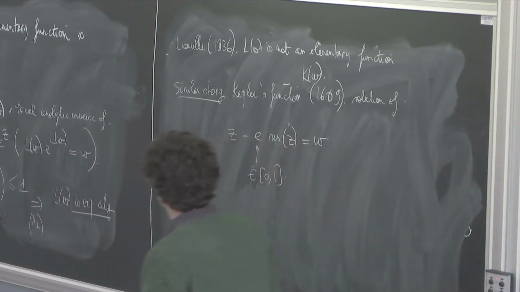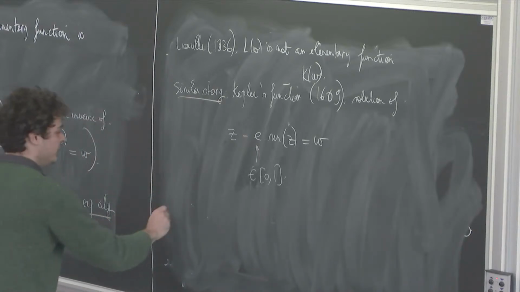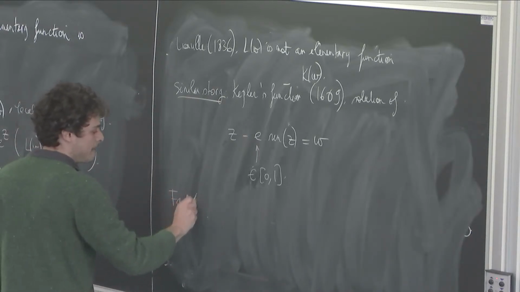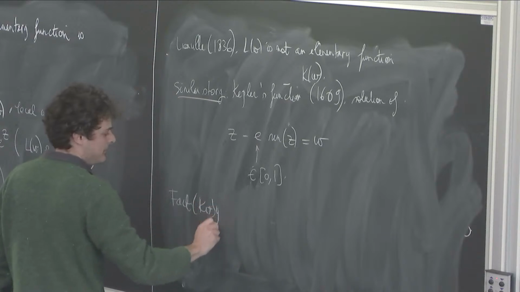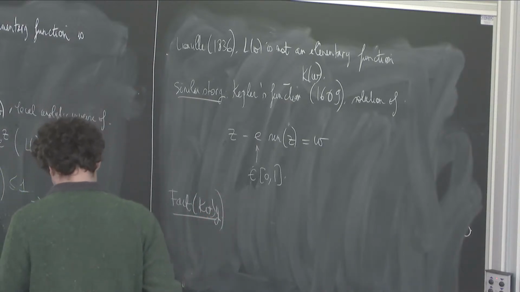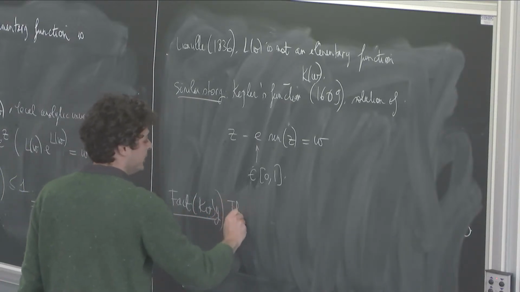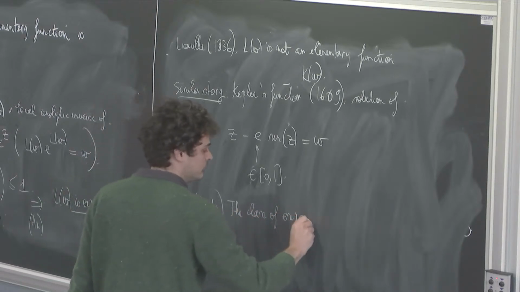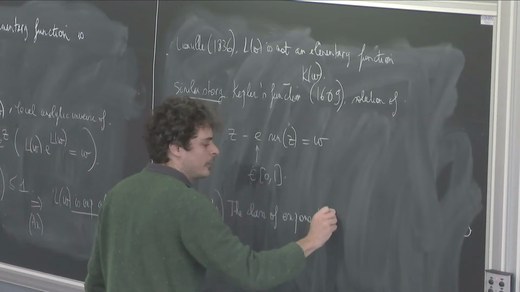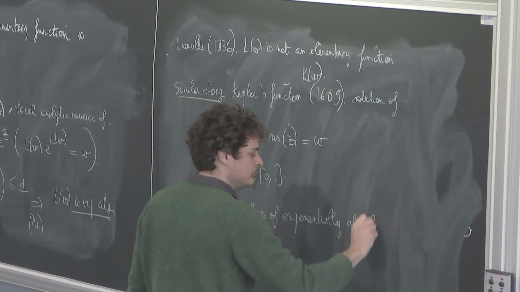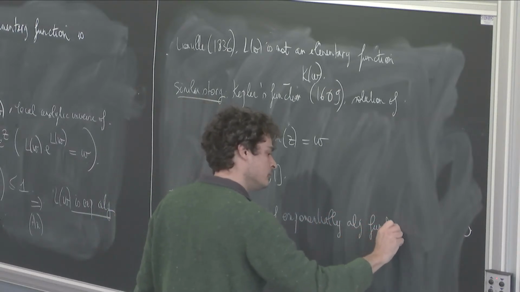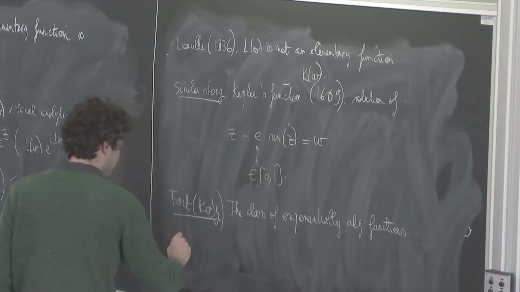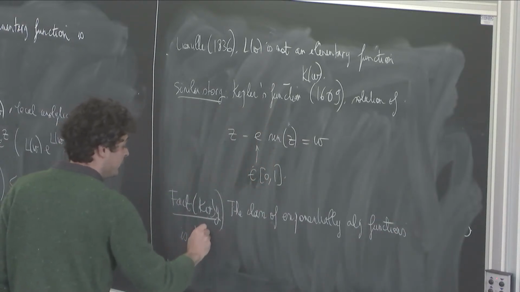Okay. So something that one can prove, and which was again done by my co-author, Jonathan Kirby, is that actually the class of exponentially algebraic functions is stable under local compositional inverse.